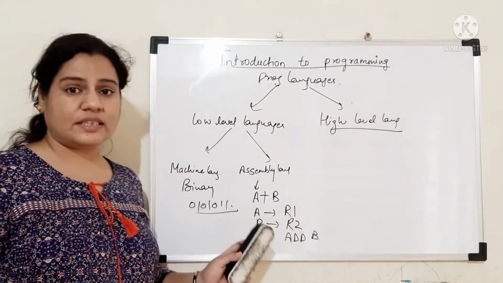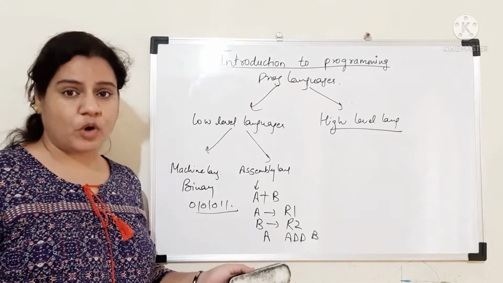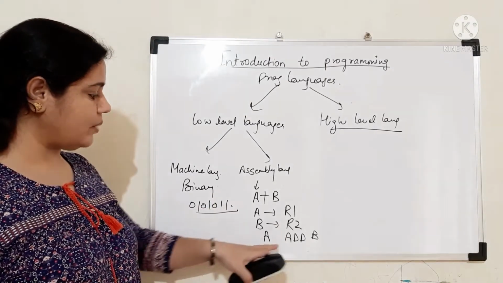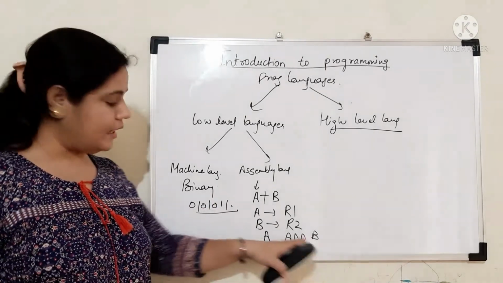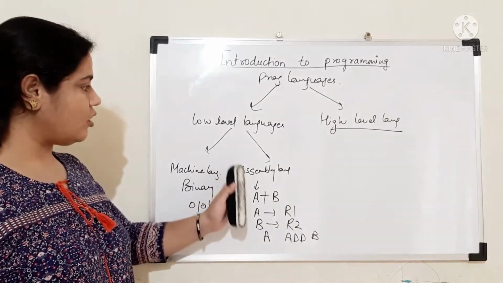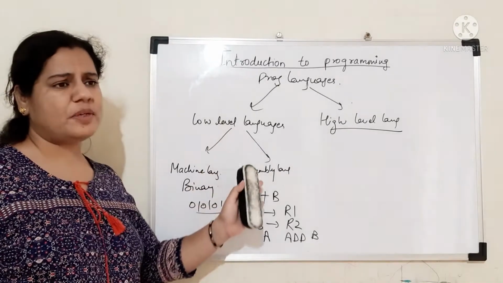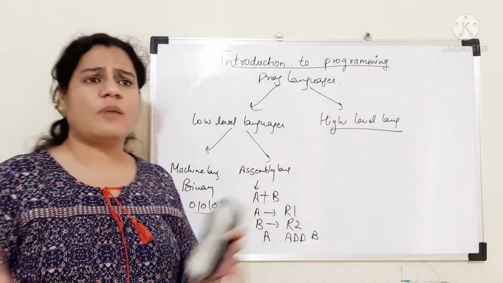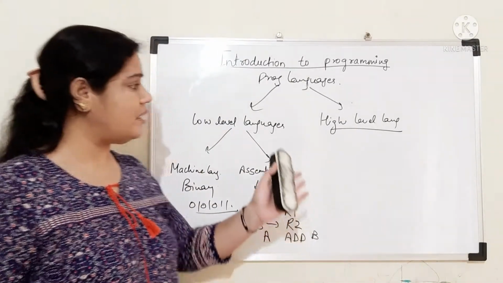Assembly language is basically a collection of mnemonics. Like if you want to add two numbers, A add B, you have to store these variables into registers also. That's why we call it a low level language, because you cannot develop very complicated programs in assembly level language.